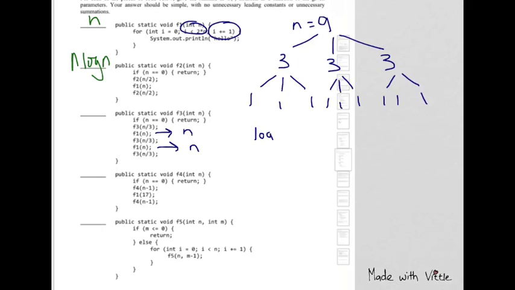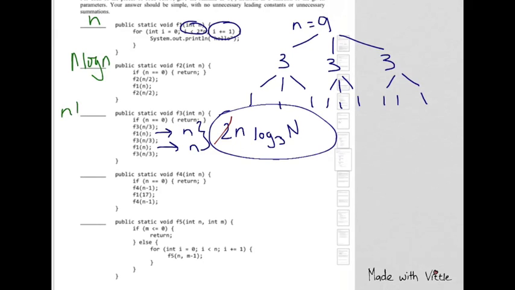So you're going to get a total of 2n log base 3 of n. The log base 3 of n comes from the tree you can see above based on the 3 recursive calls, and the 2n comes from the 2 calls to f of 1. Again, if we simplify, we'll knock off the 2 but keep the n, and so we'll get an n log n runtime.